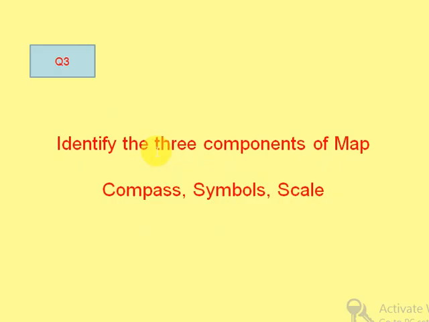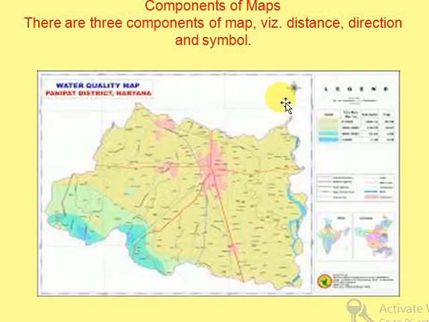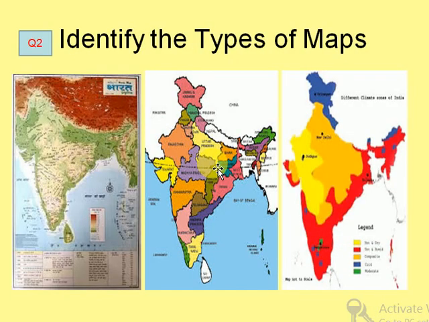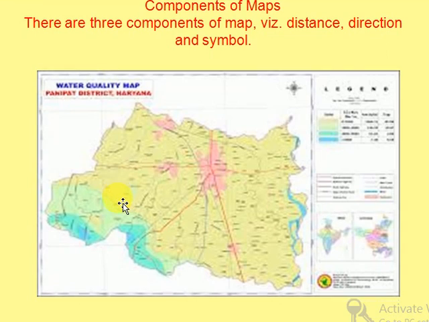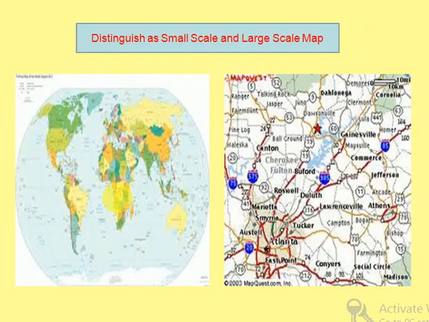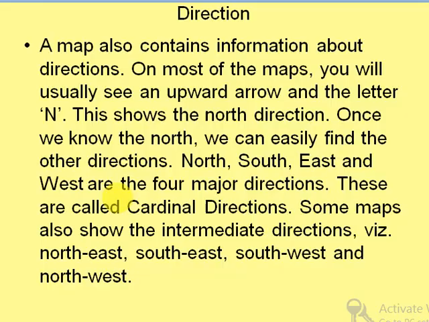If you see, let me show you the map over here. Yes, here in this map also you can easily find. Let us see another map. Although in this map it is mentioned over here, you can see the direction. So a map contains information about direction.